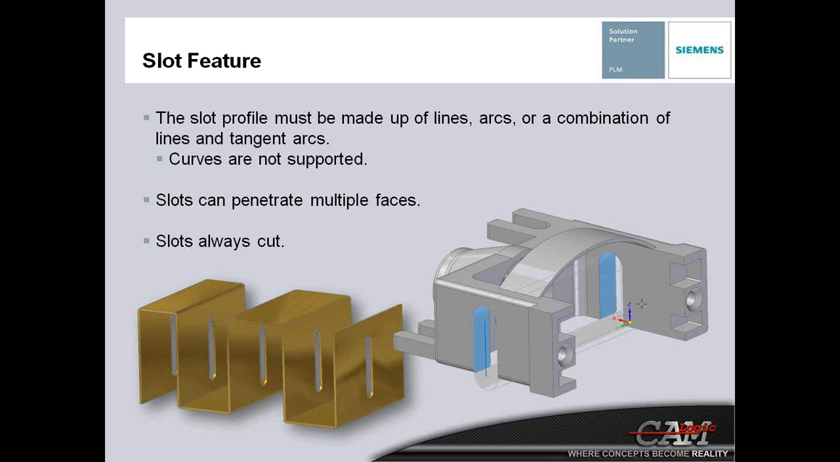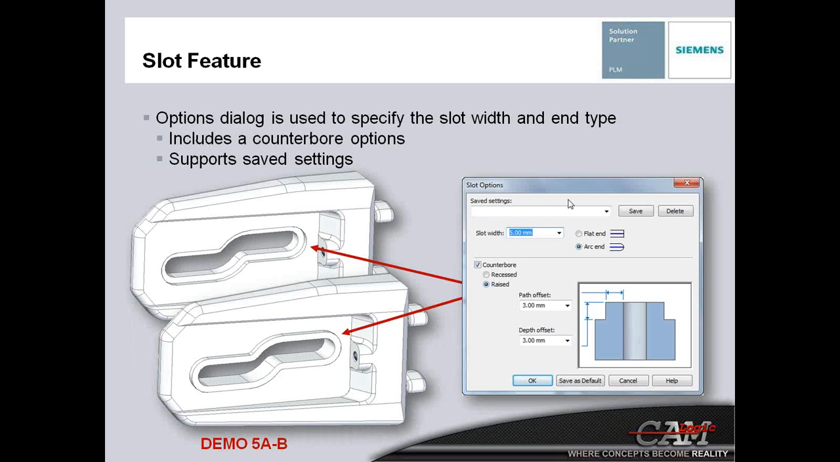Slots can penetrate multiple faces, and slots always cut. So anytime you're in the slot command, you're going to be cutting. You're not going to be protruding or creating a feature above the surface that you're looking to place the slot on. So the options dialog is used to specify the slot width and end type. It includes a counterbore option. It supports save settings.